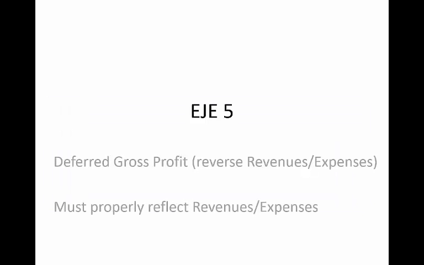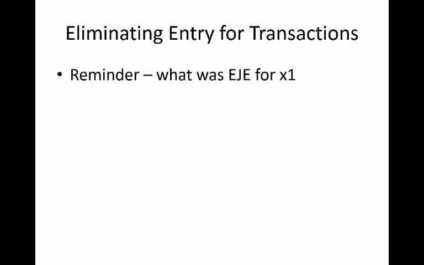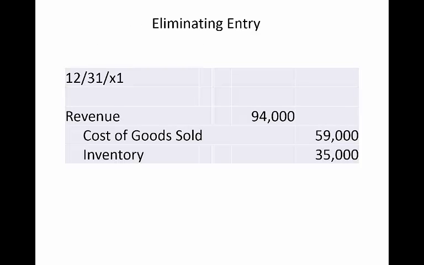All right, let's take a look at EJE5. This is going to be a little bit different than we saw in case 1. So watch what we're going to do here, and this is going to be a little different than we did on the downstream transactions as well. We know we've got the deferred gross profit of $35,000 to address, but we always know in X2, if we have a balance sheet account, we're going to ask, what do we do with it? We've got to address it, at least think about it in the second year.